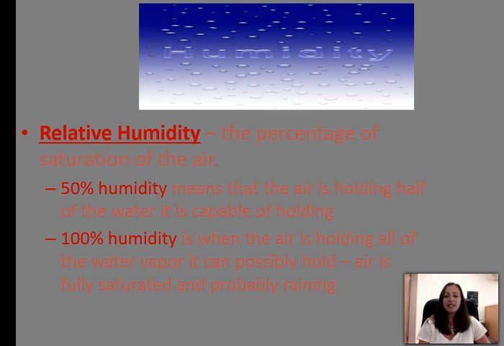And the relative humidity is the percentage of saturation in the air. Now when we talk about the word saturation, we're talking about the water content. So when it's saturated, that's the relative humidity. So let's talk about that a little bit. 50% humidity means that the air is holding half of the amount of water that it is capable of holding. Whereas 100% humidity tells you that the air is fully saturated and it cannot hold any more. It is filled to capacity at 100%.